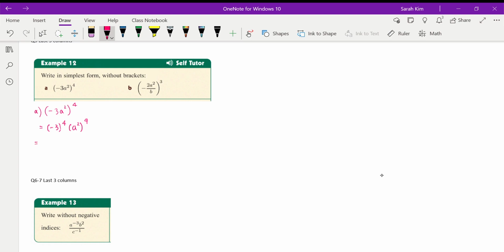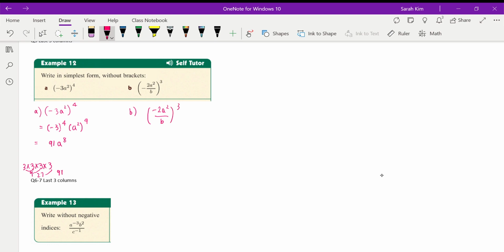-3 to the power of 4, you can do it on your calculator. I'm just going to write it over here as a bit of working out because I don't have my calculator. So that's 9, 27. I'm pretty sure that is 81. So that'll be 81. The negative goes away because there's an even amount of negative numbers. And then a, and then 2 times 4 for the power. So it becomes 8.